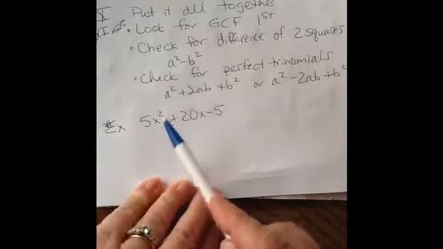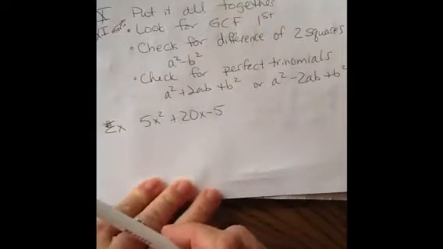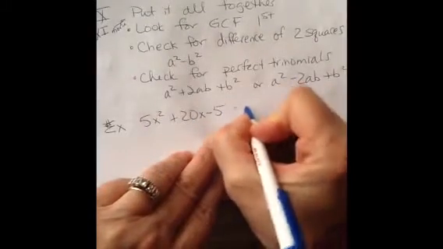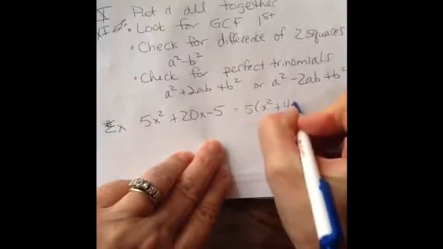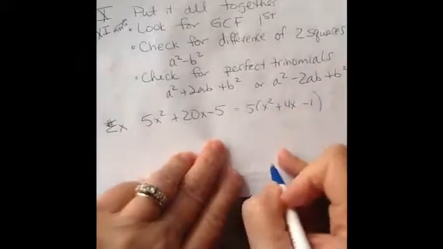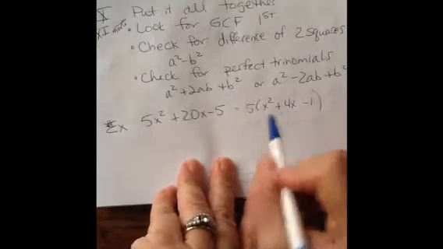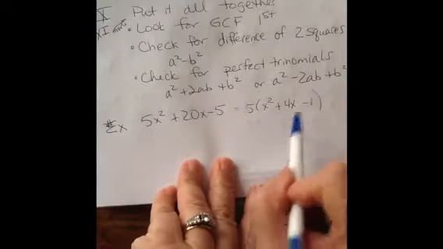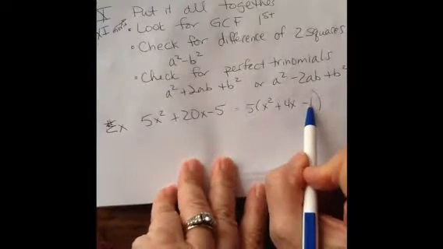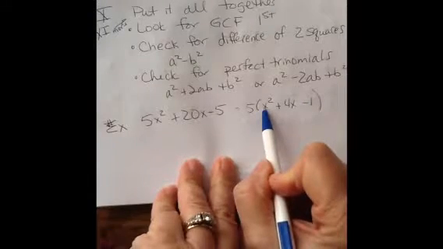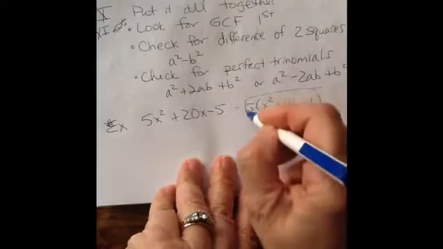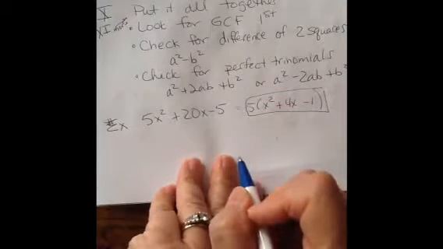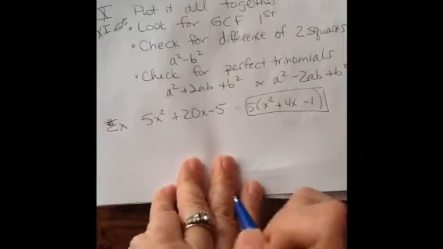So here's an example. 5 goes into every single one of these. So I'm going to factor out the 5 first. Now I have an x squared plus 4x minus 1. And I don't think there's any way I can factor this any further because the factors of 1 are 1, the factors of 1 over here are 1, and there's no way I'm going to get a 4, so I'm done. But if I had one that could actually factor some more, I would do it.